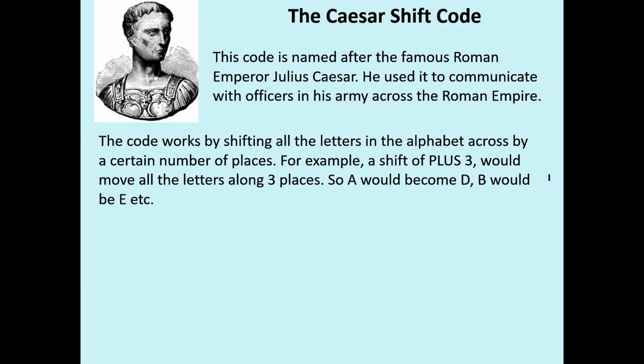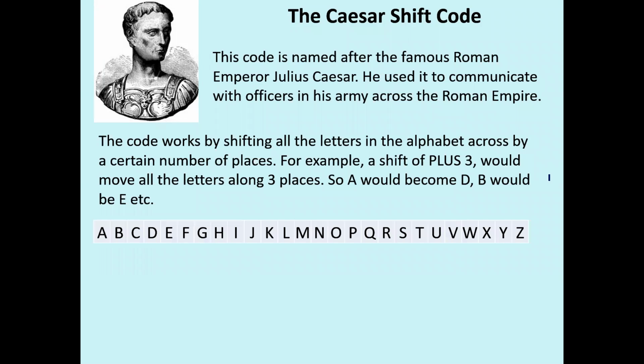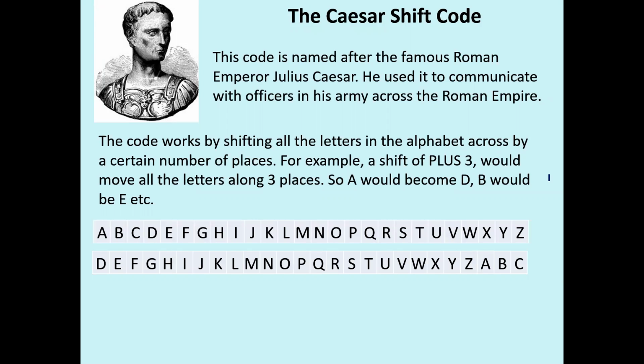Now, it's quite a simple code. The way it works is by shifting all the letters in the alphabet across by a certain number of places. So, for example, if we have a shift of +3, what we would do is move all of the letters along 3 places. So if this is our alphabet, we're going to shift each letter around 3 places. So in effect, the letter A becomes D, the letter B becomes E, etc.